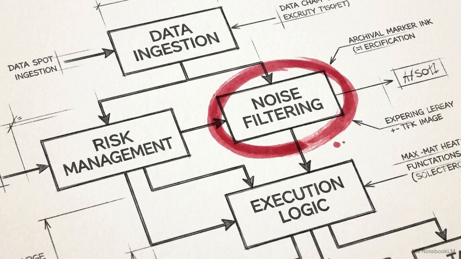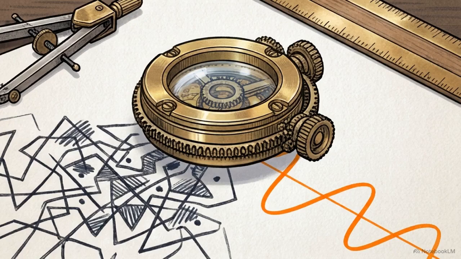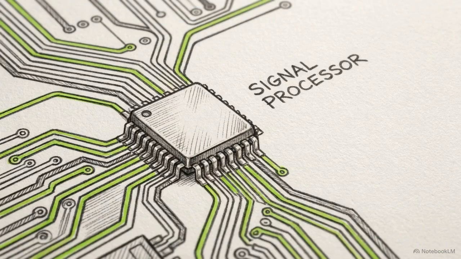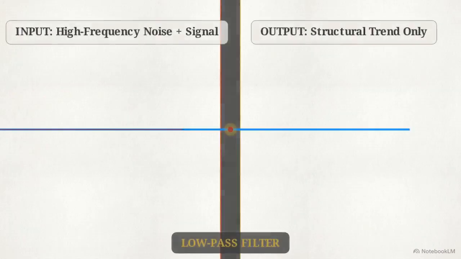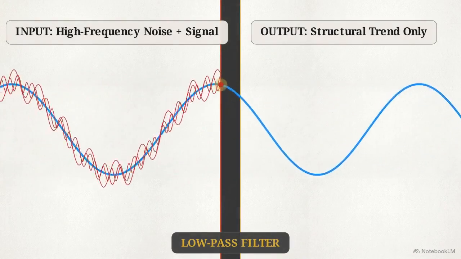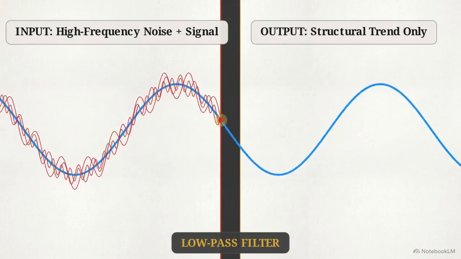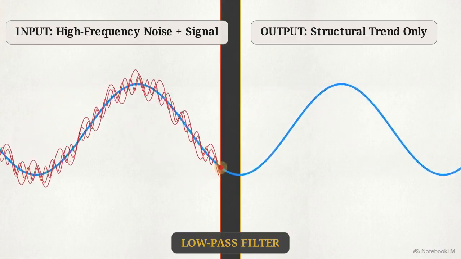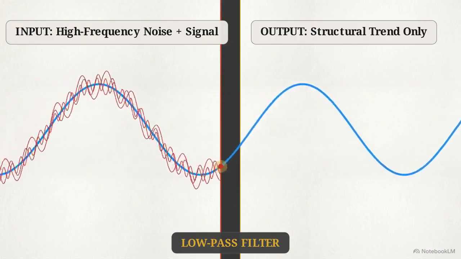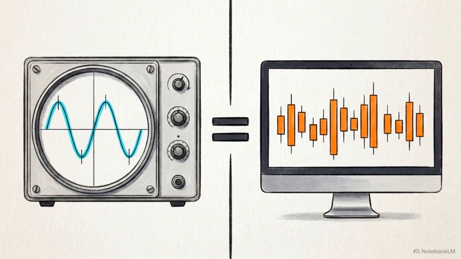Building a robust systematic trading model requires you to strip away that continuous pollution. You have to mathematically isolate the hidden signal from the noise. In signal processing engineering, there is a tool specifically designed for this problem, the low-pass filter. A low-pass filter operates by attenuating high-frequency noise while allowing low-frequency signals, the structural trends, to pass through. Algorithmic finance applies this exact same engineering concept to price action.